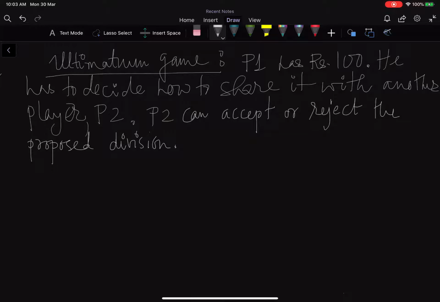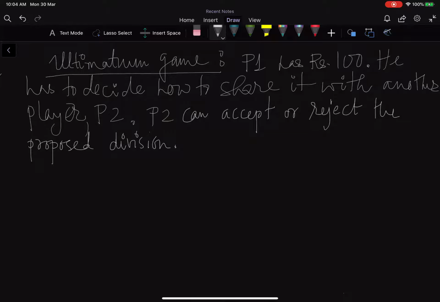So here notice the strategy is continuous for player 1. For player 2 it's discrete, player 2 can say yes or no, but for player 1 it's a continuous strategy. Any number between 0 and 100. So say player 1 chooses P, where P is the share that he keeps for himself, and 100 minus P is the share for player 2. P can be any number between 0 and 100. Player 1 can choose to keep 0 for himself or up to 100 for himself.